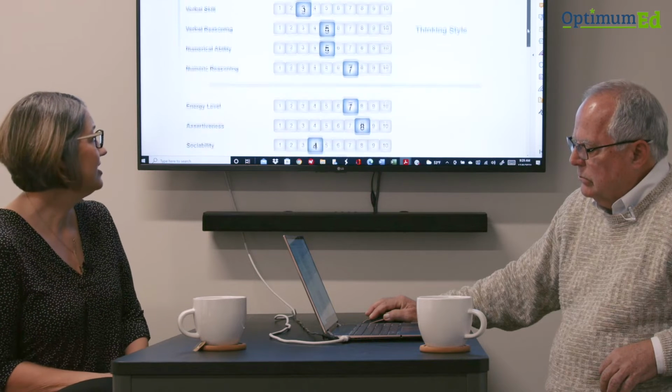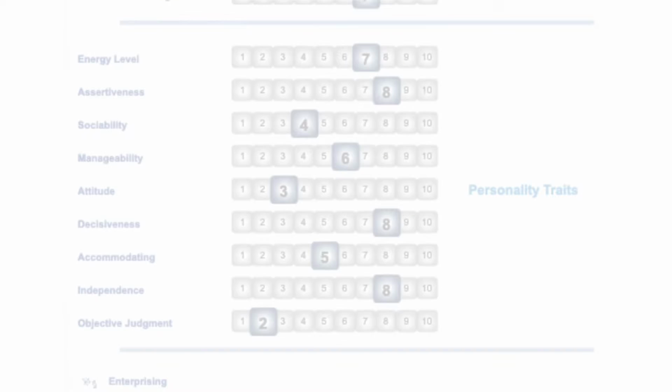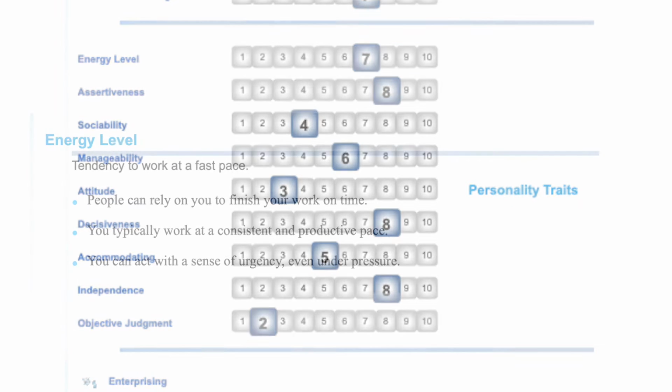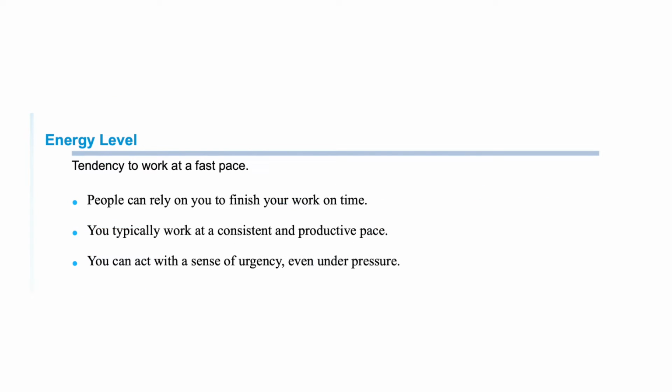So moving down into the personality traits, this is going to tell us what she wants to be doing and what she would be happy doing, not necessarily what she's going to be good at. So as we go through each of these and I give you an explanation, be thinking about how it applies to the workplace. For example, energy level does not necessarily mean if you have a lot of energy to run around. We're looking at the pace at which you work.